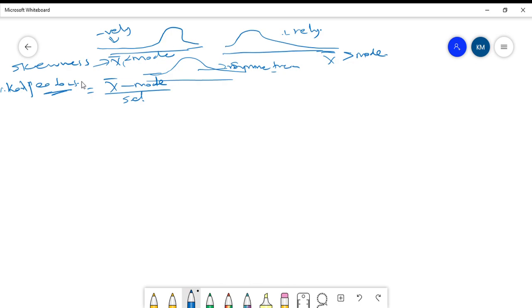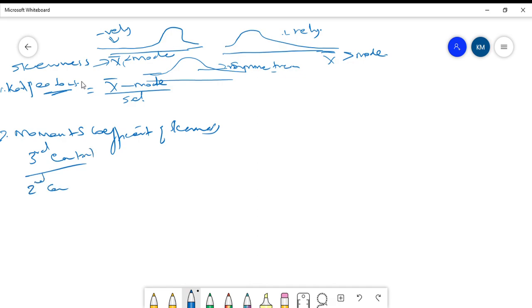Number 2, we had the others, but here I'm only going to recap the moment coefficient of skewness. And this one we said it's given by what? The third central moment divided by the second central moment, and you raise this to power 3 over 2. So this is the same as m3 divided by m2 raised to power 3 over 2. When you calculate that, you're able to get the moment coefficient of skewness.